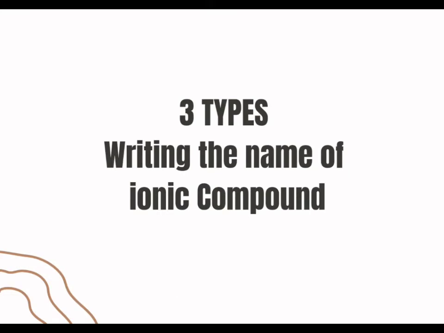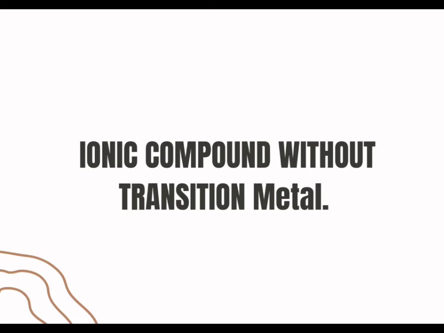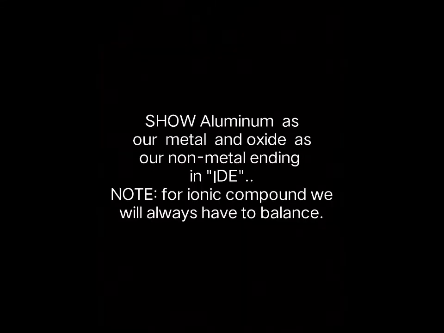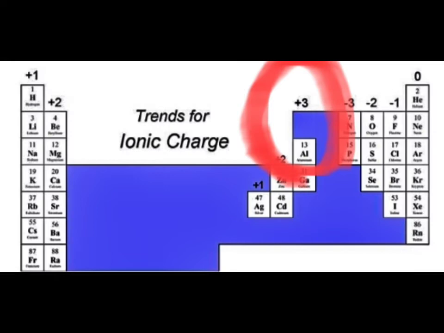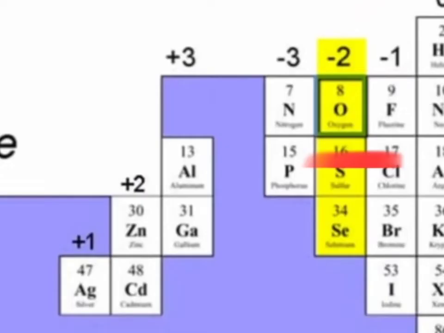There are three types of ionic compound. First, ionic compound without transition metal. Let's take, for example, aluminum oxide. Aluminum is our metal and oxide is our non-metal, ending in -ide. Note, for ionic compounds, we always have to balance charges. Aluminum has positive 3 charge and oxide has negative 2.